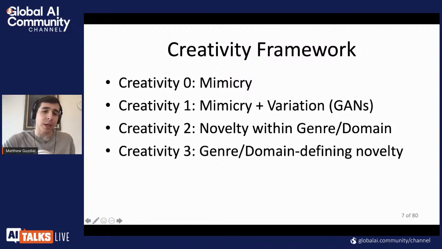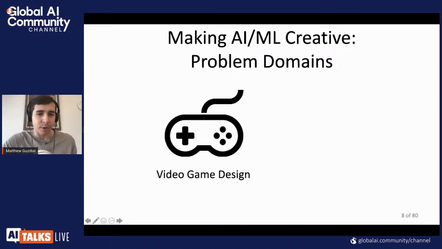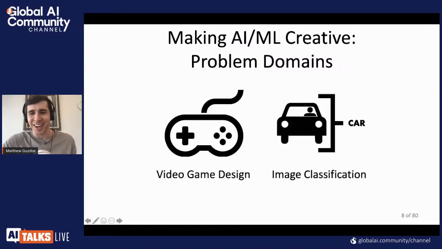Then we have creativity 3, which is genre or domain defining novelty. This is the invention of a thing which creates a new genre or domain by its existence. That's obviously the goal, and I'm not going to suggest that we're there yet, but that's what my research works towards. The problem domains that I'm interested in are two major ones, as far as we're going to talk about today. The first one is video game design, and I'll argue as to why that's interesting in a second. And the second is image classification, which might seem entirely different, but there's a link, trust me.